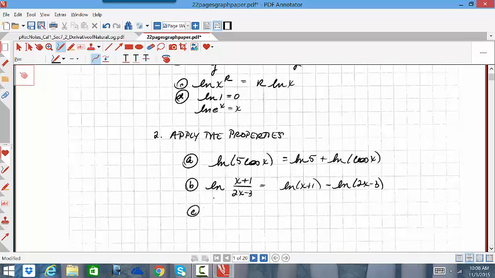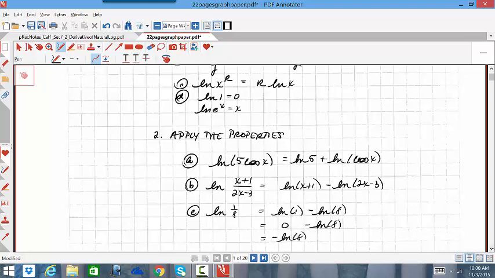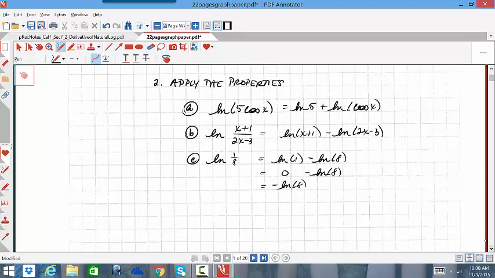Another example would be if we had the natural log of 1/8. We could rewrite that as the natural log of 1 minus the natural log of 8. Well, the natural log of 1 is 0, so this just turns out to equal the negative natural log of 8. Another example would be the natural log of 4 to the power of x. We would pull the x in front of the natural logarithm and rewrite this as x times the natural log of 4. So those are examples of applying those properties.